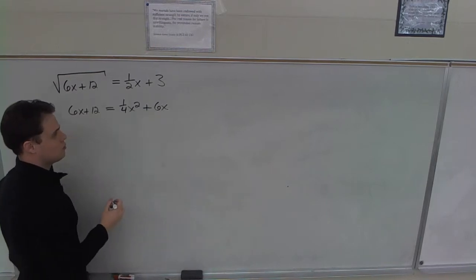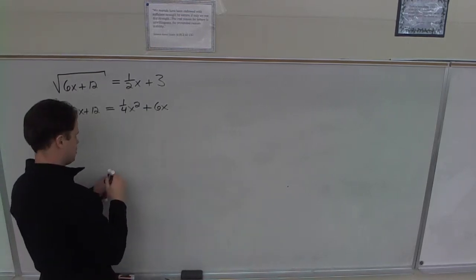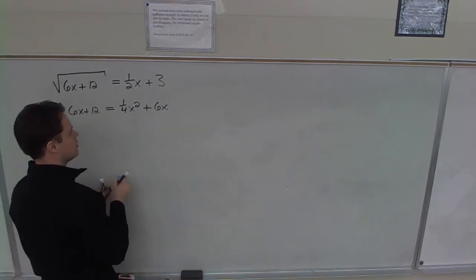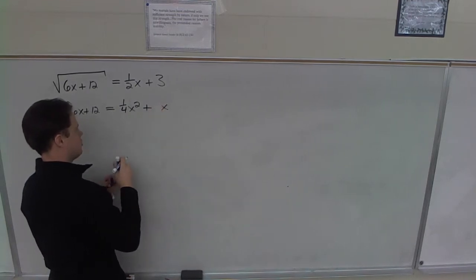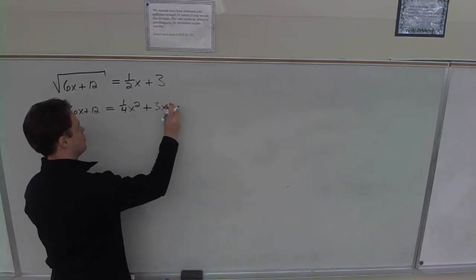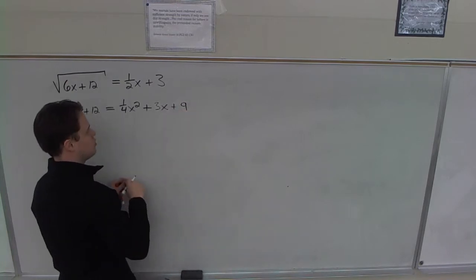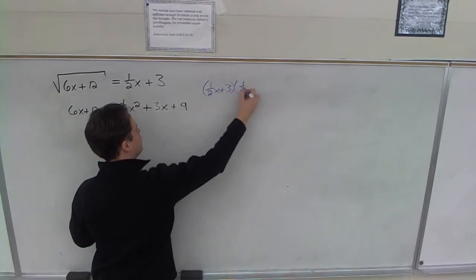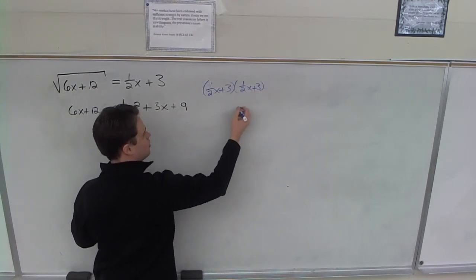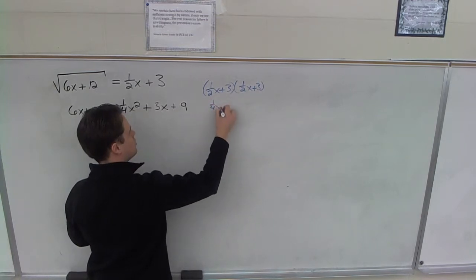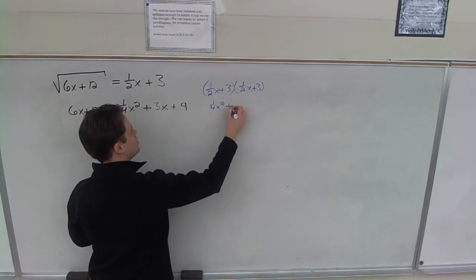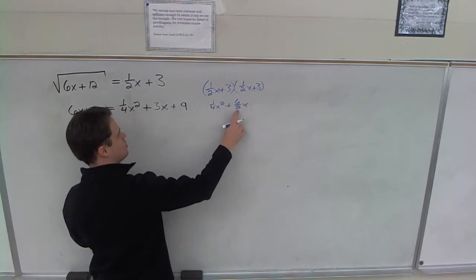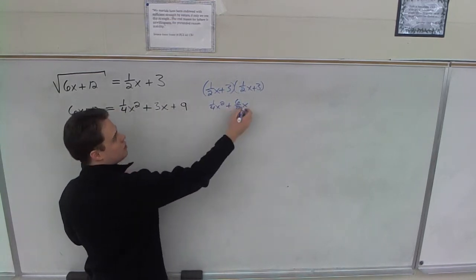No, not 6. Never mind. No, so it's maybe plus 3x. Plus 3x, yeah, plus 9. I agree with that, yes. So let me show that for anybody who's watching. So we've got 1/2 x plus 3, squared. So we've got a 4th x squared there. 3/2 x, and another 3/2 x is 6/2 x. That's 3x, plus 9.